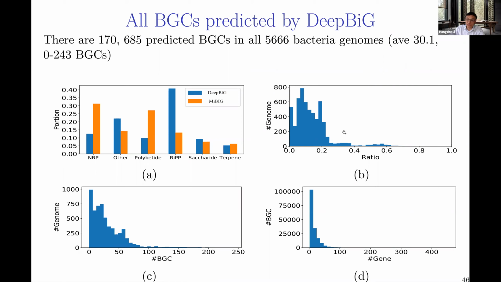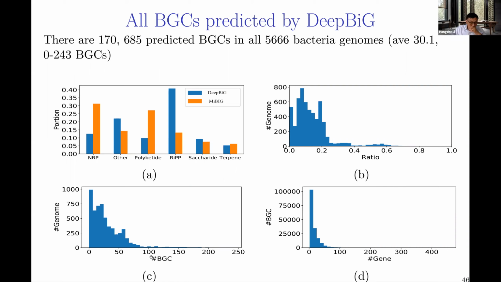And here, just to give you some idea about those predicted biosynthetic gene clusters, in terms of their length relative to the length of the genome, you see they mostly cover about 10% to 20% of the genome. Even though we predict this many BGCs, they are still a small part of the bacterial genome.